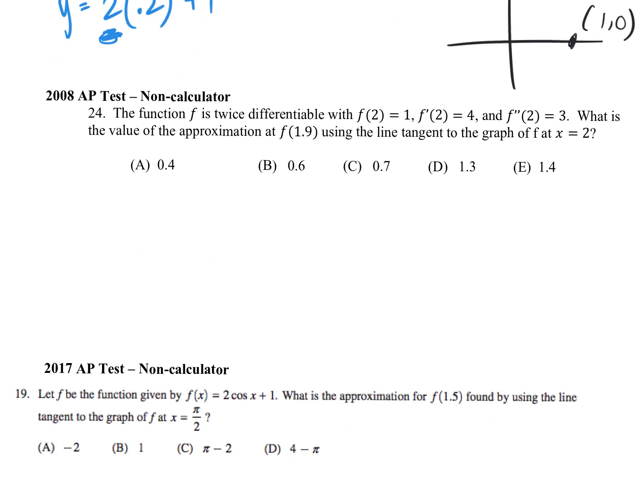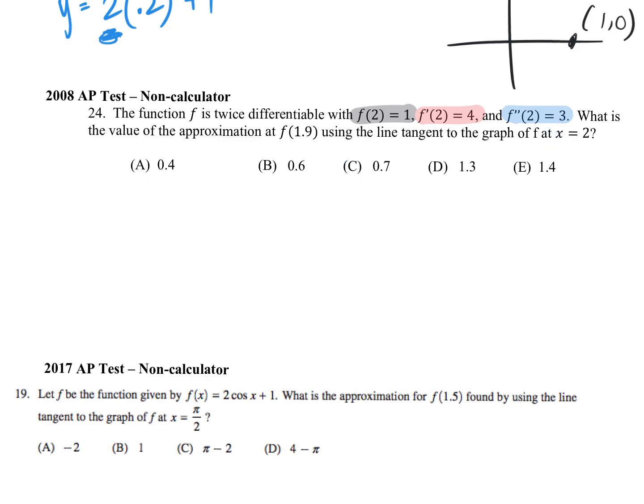Okay, check this out. F of 2 is 1. F prime of 2 is 4. F double prime is 3. If F double prime is 3, over or underestimate? Good. Anytime that is going to be positive, it's going to be an underestimate. Okay. All right, using the line tangent.